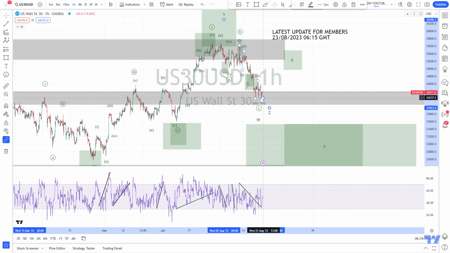If it is a complete correction, it would mean that we have a successful rally here to the upside, taking out this high. It can also be that this was just one part of the correction, A, B, C, wave W. We have some kind of rally to the upside, but a rally that fails, and then from here we go down again as a wave Y into this area where we are supposed to go for a wave 2.